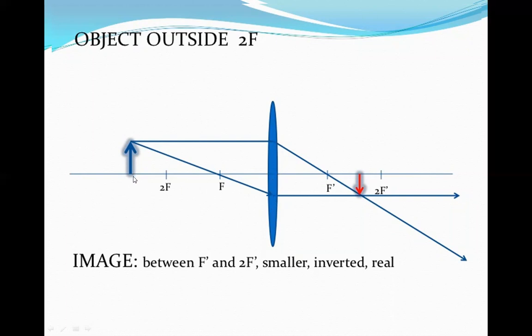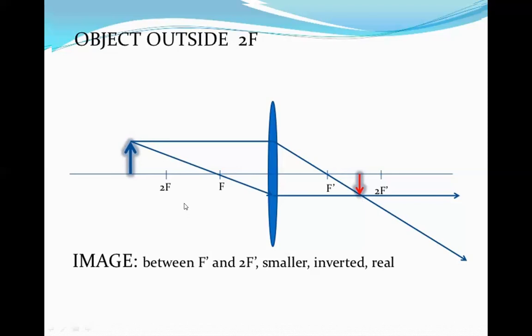The object is always shown in the form of an arrow. For drawing the ray diagram, the image is also shown by an arrow. From the top of the arrow, we start the rays we have discussed. There are basically three rays. But if we draw only two rays out of the three, the intersection will also give us the image.